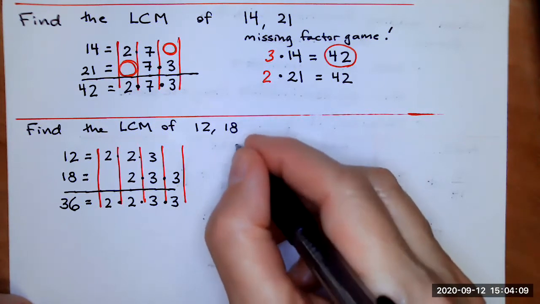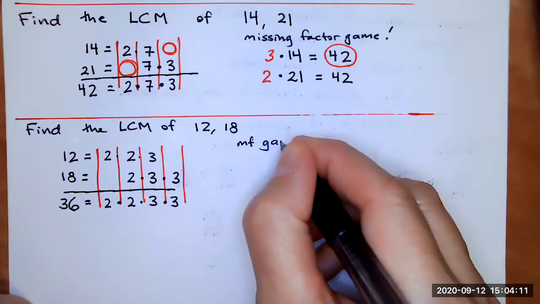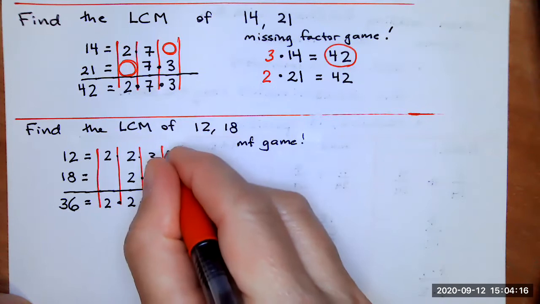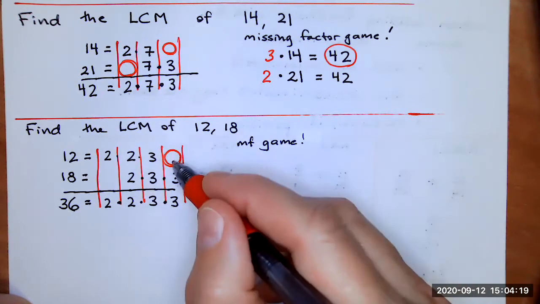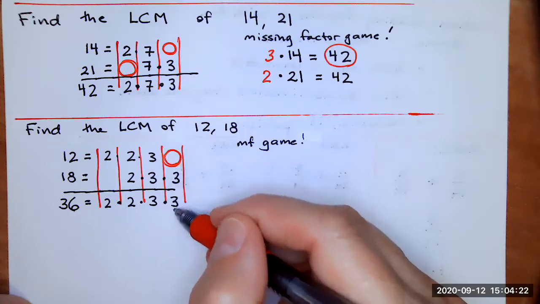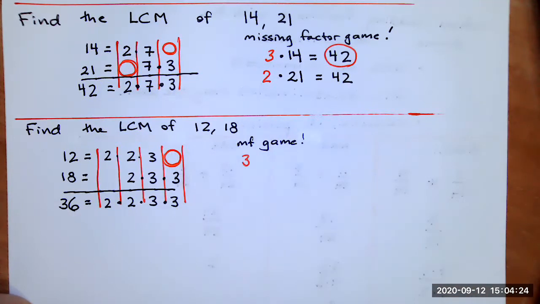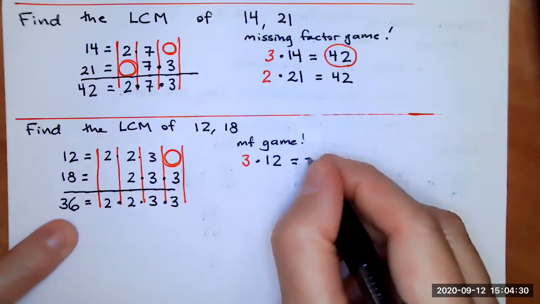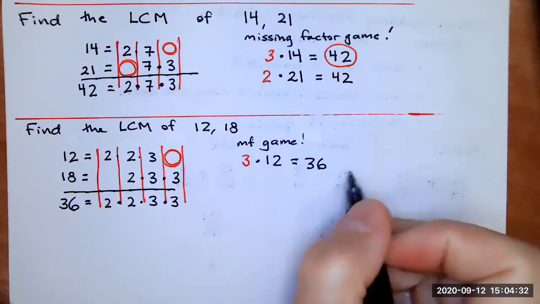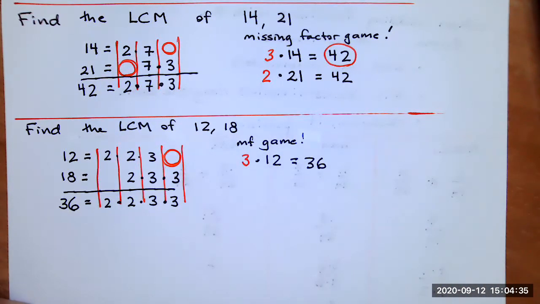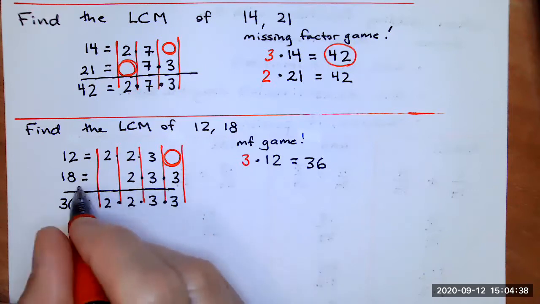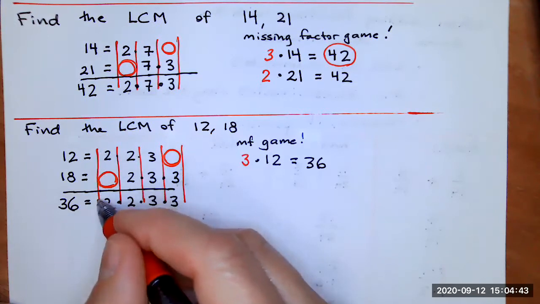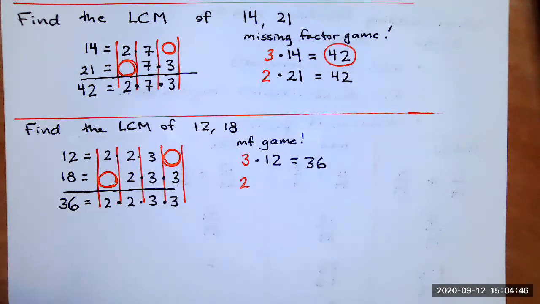All right, and then let's play the missing factor game. Everyone's a winner. All right, what's 12 missing? Well, there's no number here. What column is that? That's the 3 column. 3 times 12 makes 36. We'll use this later when we're building up fractions. What's 18 missing? Well, there's a missing number here in the 2 column, so that's the missing factor.